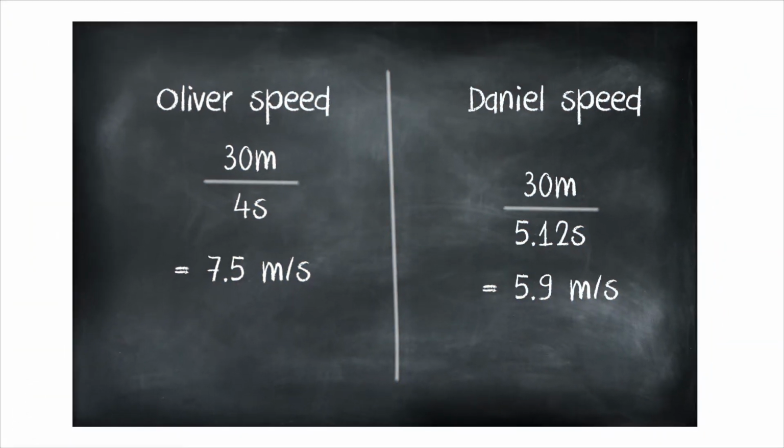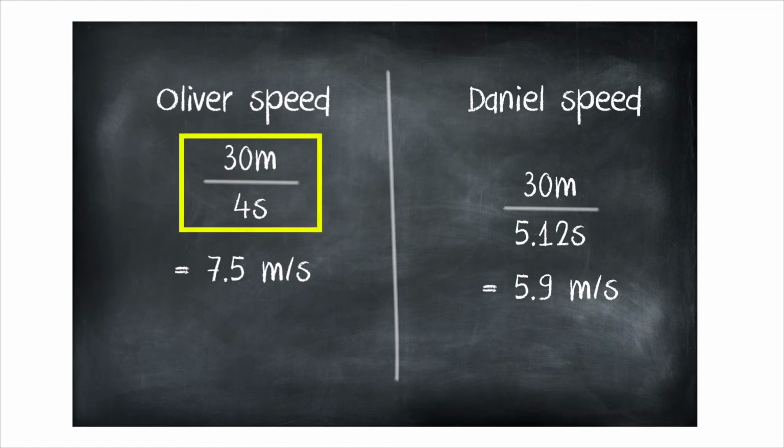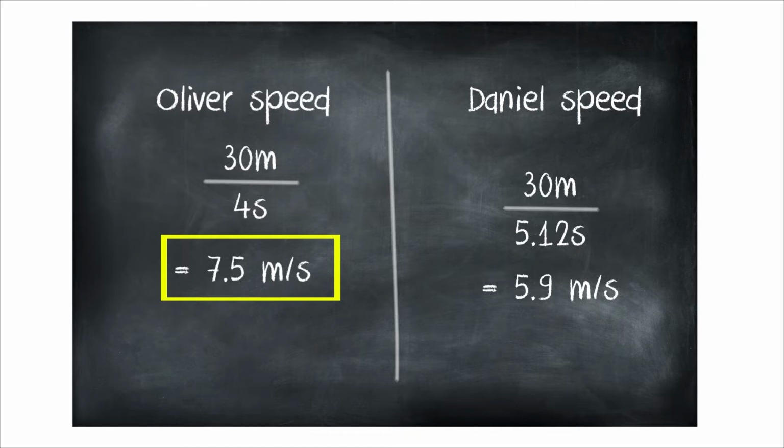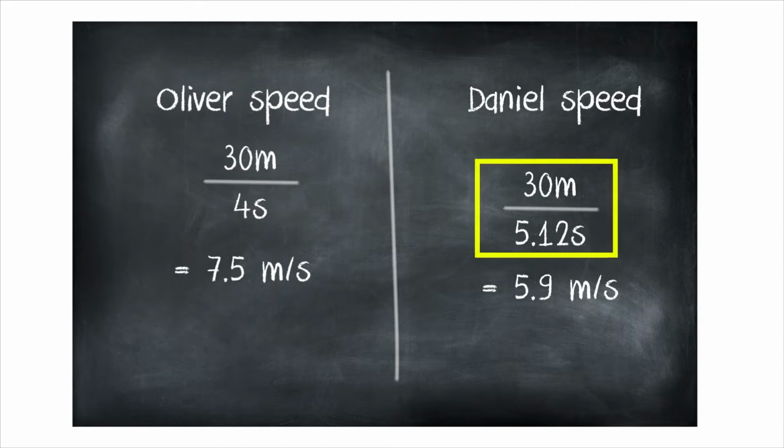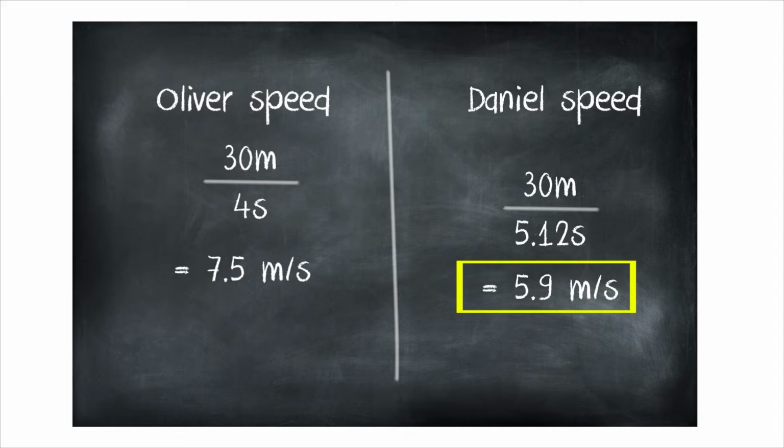Well done students. Since Oliver covers 30 meters in 4 seconds, this means his average speed can be calculated by dividing 30 meters by 4 seconds to get 7.5 meters per second. And since Daniel covers 30 meters in 5.12 seconds, this means his average speed can be calculated by dividing 30 meters by 5.12 seconds to give an average speed of 5.9 meters per second to one decimal place.